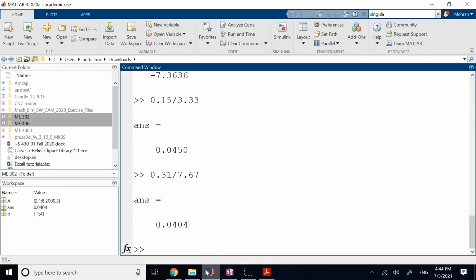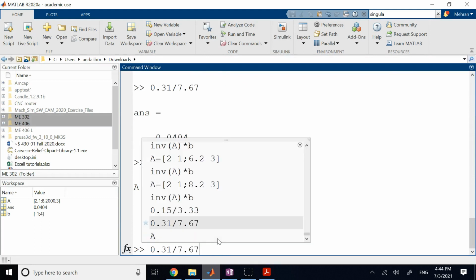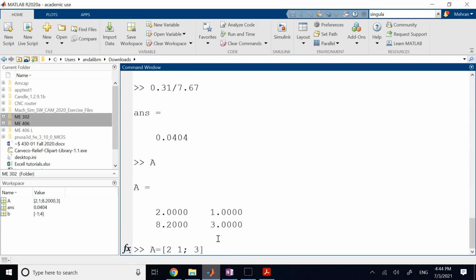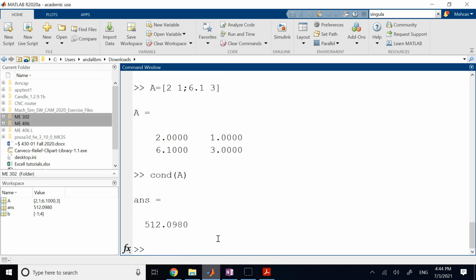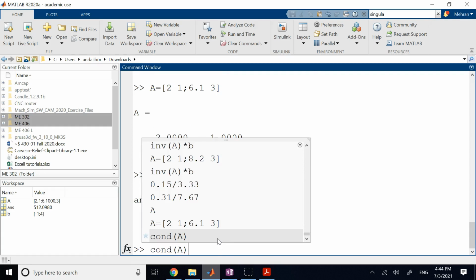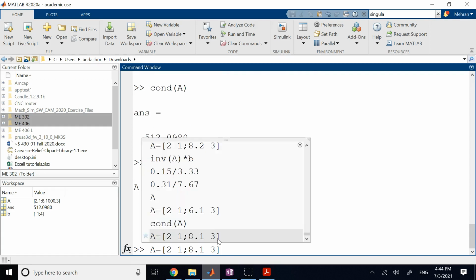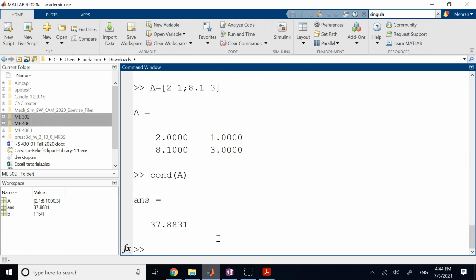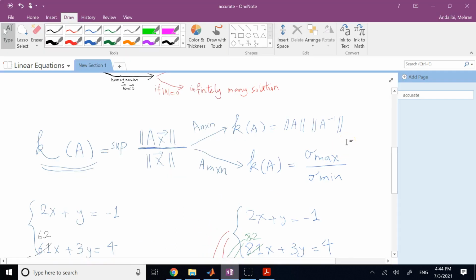And so let's take a look at the condition number. In MATLAB, there is a command called cond. If you apply it to this matrix A, so right now your matrix A, let me change it back to that 6.1, and if I calculate the condition for A, you see the number is 512. That's a huge number. Now, if I change it to 8.1 and calculate it again, the number is only 37. So you see, the bigger the condition number is, the worse your set of equations will be, the more sensitive it is going to be.